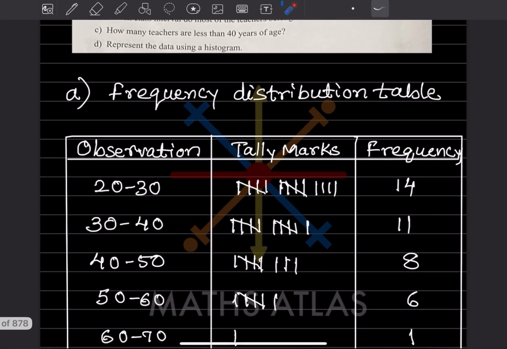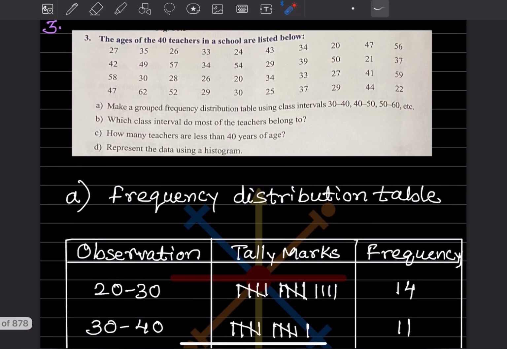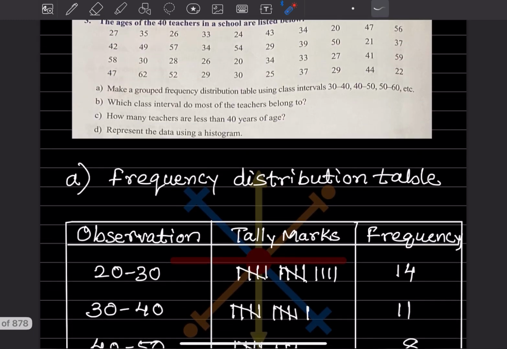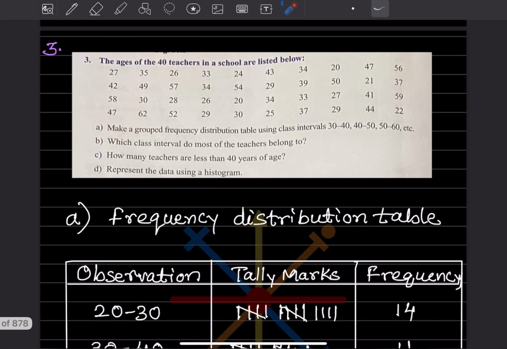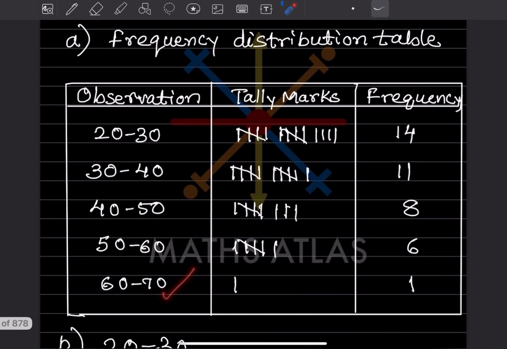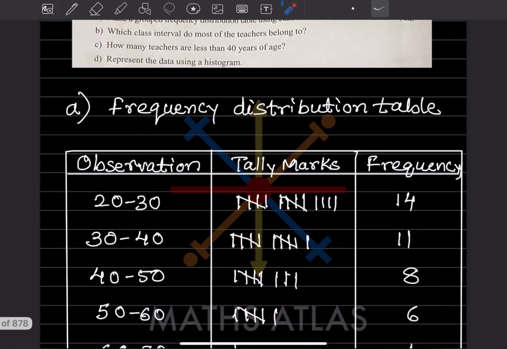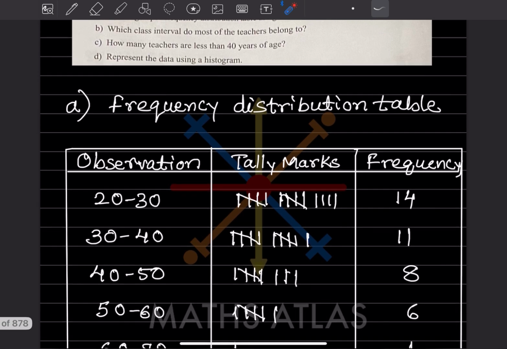And you can see in 70s also. So we can take here, because the last number here is 62, so we can make here 60 to 70. So now what you have to remember, when we write here 20 to 30, you don't have to consider this 30 over here. You don't have to count this 30.